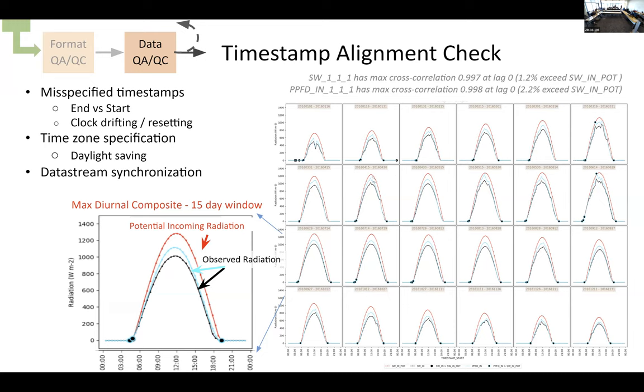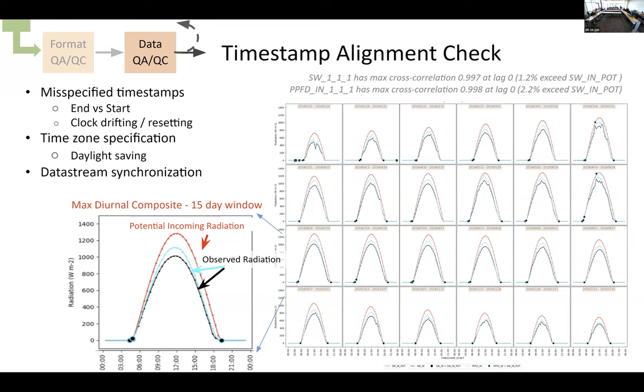This is one example, one year of data, and every window here is a 15-day window. We do the 15-day maximum diurnal composite. This is to try to get an idea of the clear-day radiation. The red one is the incoming radiation, and depending on how many radiation measurements you have, we compute the maximum composite time series for all of them. Then we align these two. In the ideal case, everything should fall within this potential incoming radiation. You might have something in the early sunrise and sunset time because of diffuse radiation, but most of the time your measured radiation should be below this incoming radiation. And also the shape between these two should align.